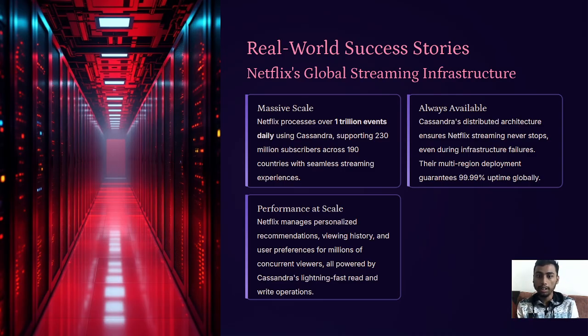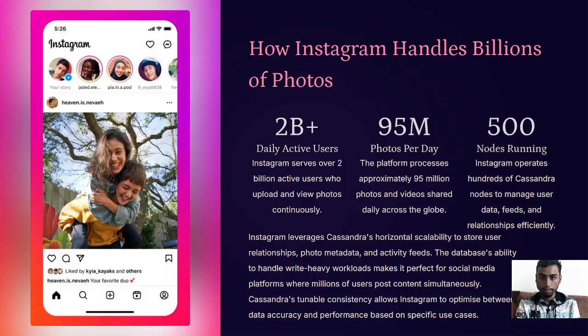Netflix manages personal recommendations and viewing history, like when we are watching some episodes in a series, there is a personal recommendation that this series might also be enjoyable to you, and vice versa. So it's always available. We cannot see that the Netflix server is down or something. The uptime rate of Netflix is 99.9% because of this Apache Cassandra distributed architecture.